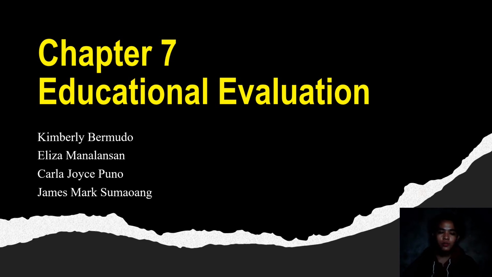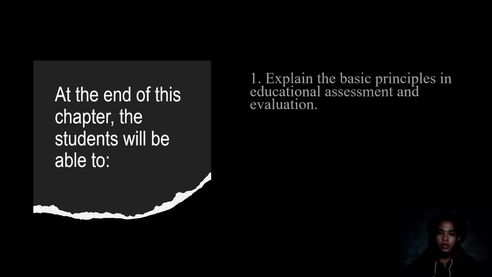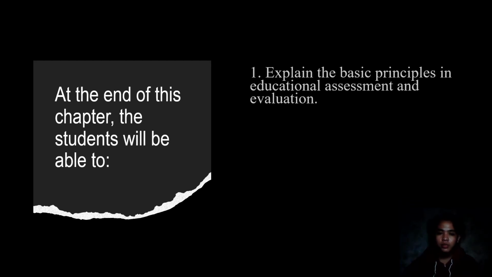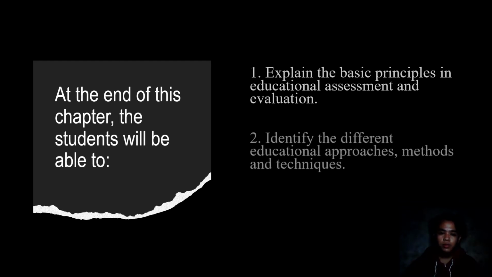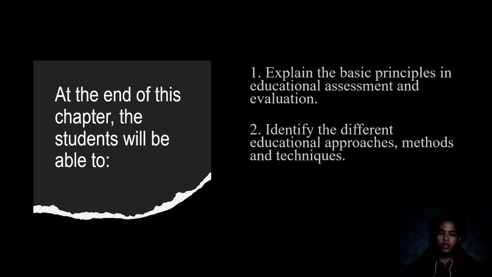We are going to discuss Chapter 7, Educational Evaluation. At the end of this chapter, the students will be able to explain the basic principles in educational assessment and evaluation, identify the different educational approaches, methods, and techniques, and explain the CIPP evaluation model.